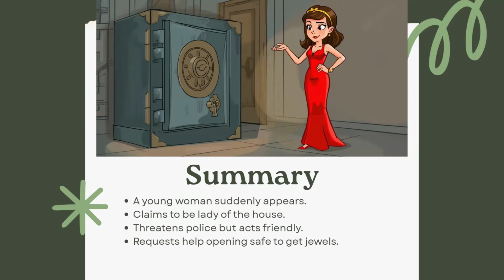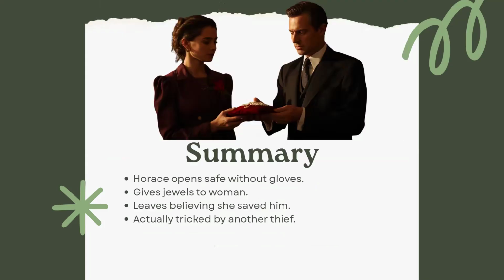And suddenly, a young woman appears. She claims to be the owner's wife and threatens to call the police, but instead of calling the police, she acts very friendly. She requests help opening the safe to get the jewels urgently as she has forgotten the safe combination. Horace becomes psychologically submissive due to fear of prison. Here, emotional weakness overrides logic.